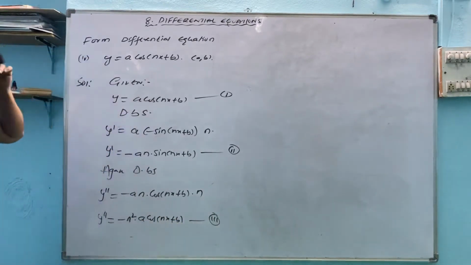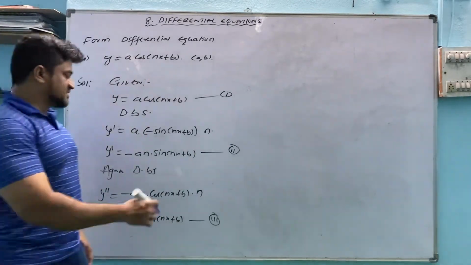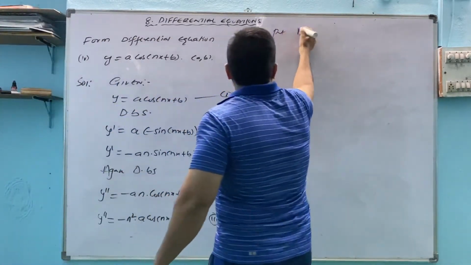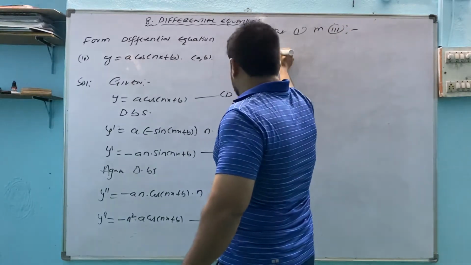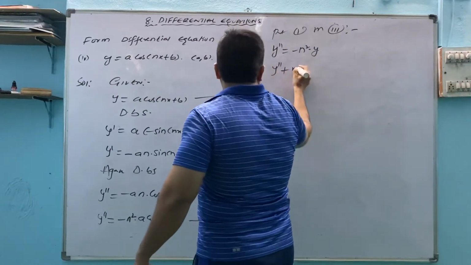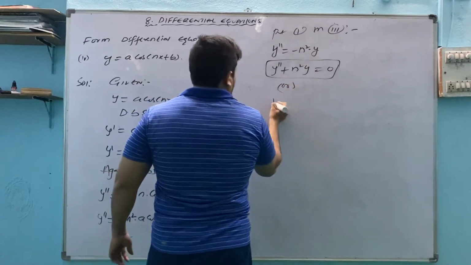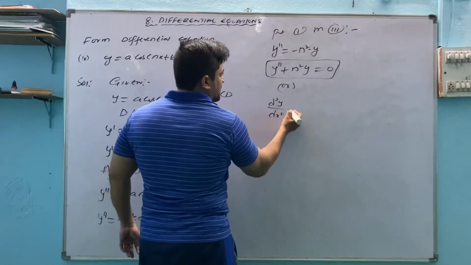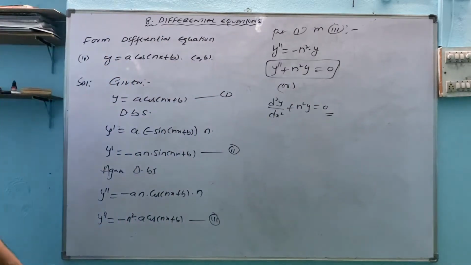Now check. A cos nx plus b is the same, so we can substitute the first in the third. So y double dash equals minus n square into y, so y double dash plus n square y equals 0. Or you can write this as d square y by dx square plus n square y equals 0, which is the differential equation.